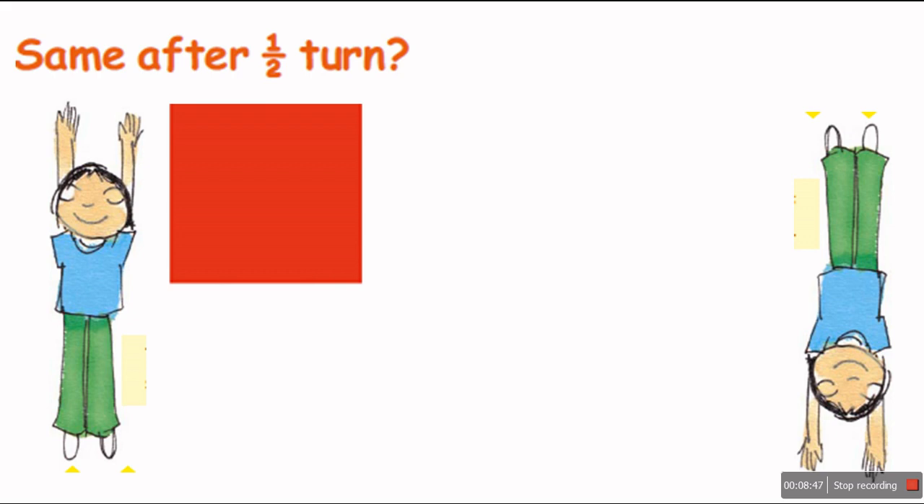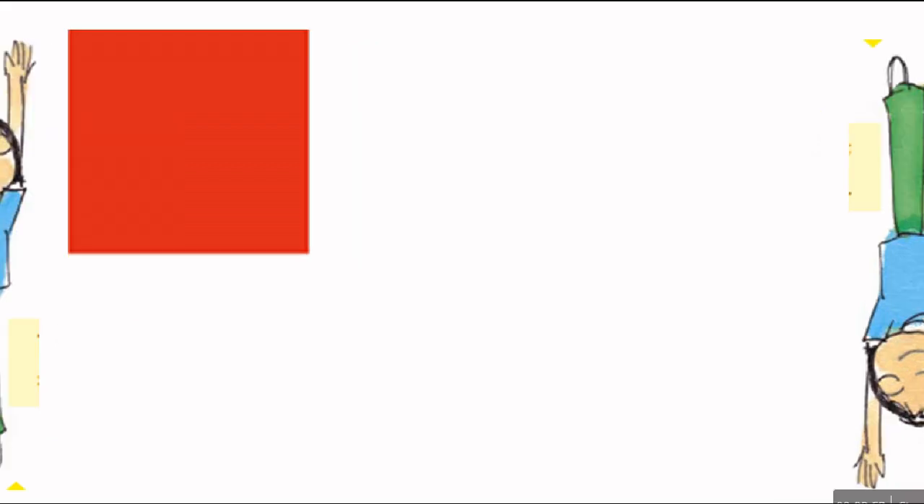Now see, this is a square. What will happen if I turn this square half? Because there exists a line of symmetry in the square, if I turn it half, turning half means turning by 180 degrees. So what will happen when I turn it by 180 degrees? This top portion will come down and the down portion will go up. But as there exists a line of symmetry in this square, it will not change its shape.